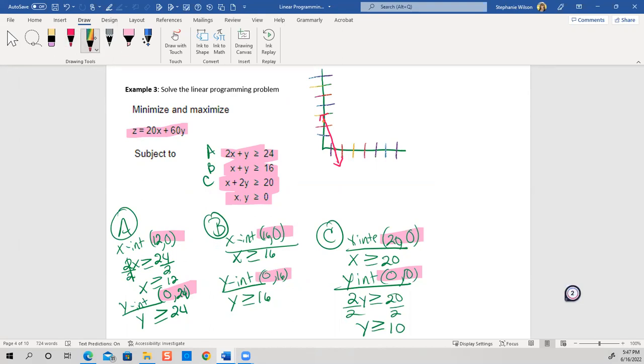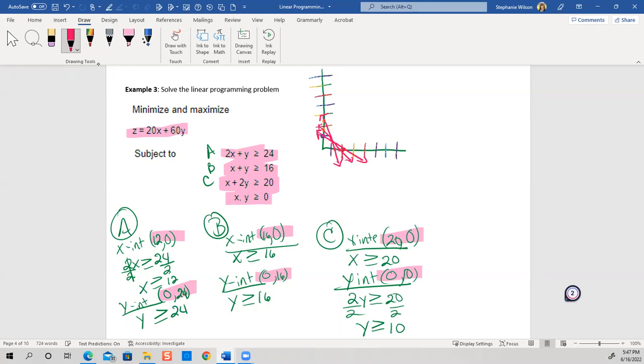All right, now let's do B. B has an x-intercept of 16 and a y-intercept of 16. Let's draw those two together. All right. C has an intercept of 20 for x and 10 for y. And let's draw those dots together.